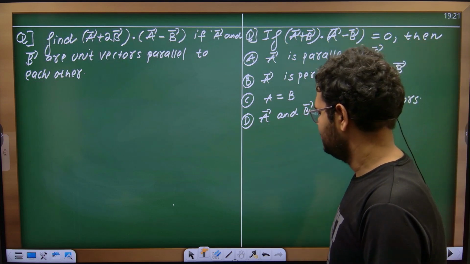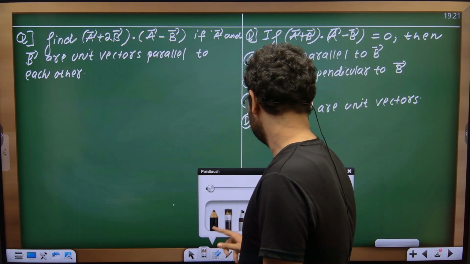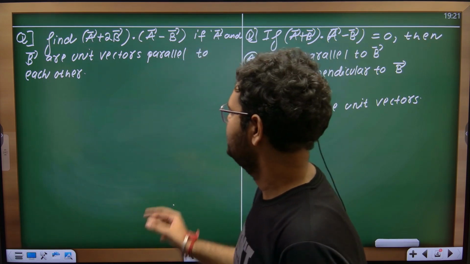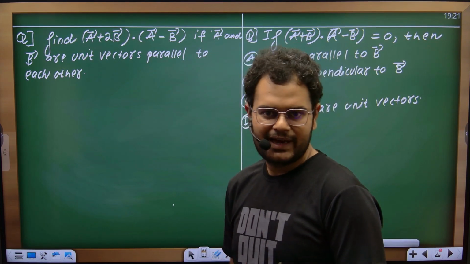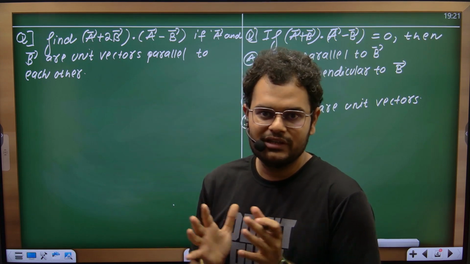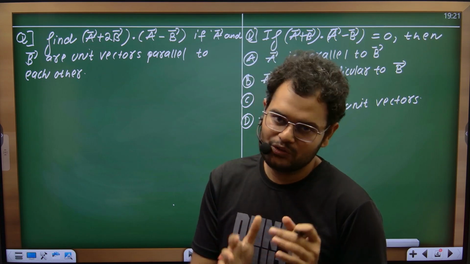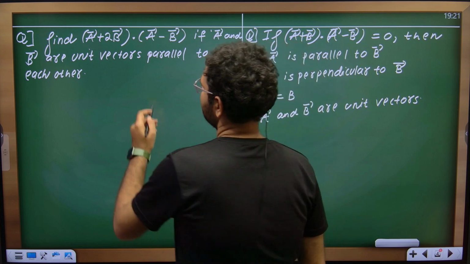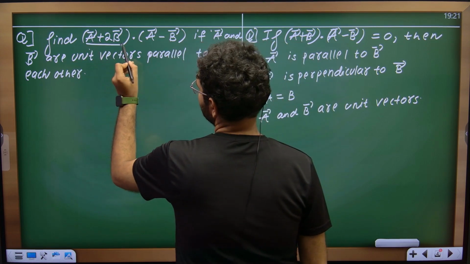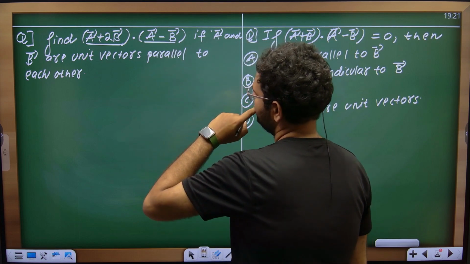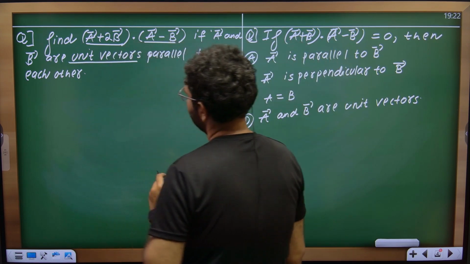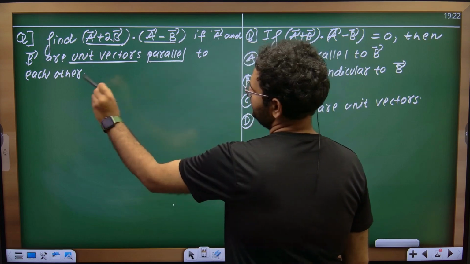Let's solve some questions. Without questions, there is no benefit, right? So let's get your pen and paper and solve with me. See, different variety of questions I have covered, okay? So that when you will solve any book, you will feel comfortable. What it is saying? Find a vector plus 2b vector dot a vector minus b vector, if a and b are unit vectors and parallel to each other.